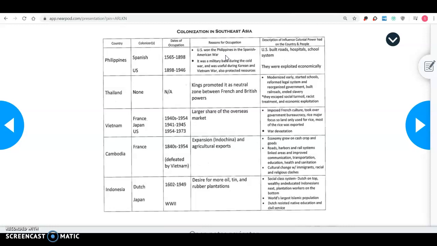So because they were surrounded by all these European colonies, they did have some positives with that. They got to modernize early and do it their way and not be forced into doing it their way. They started school systems, reformed their legal systems, reorganized their government, built railroads, and eventually ended slavery in their country. They escaped social turmoil, racist treatment, and economic exploitation. So because they were independent, they didn't have to worry about the Europeans setting any guidelines or standards in their country. They got to do it their way.